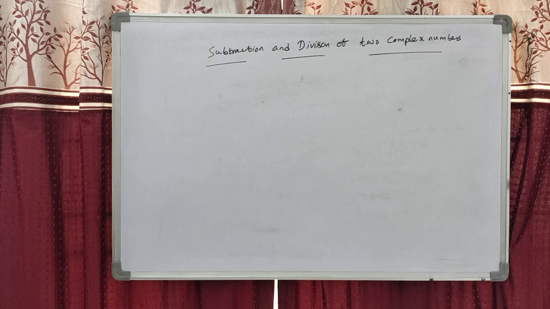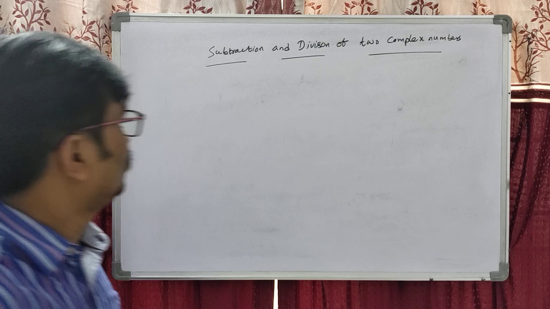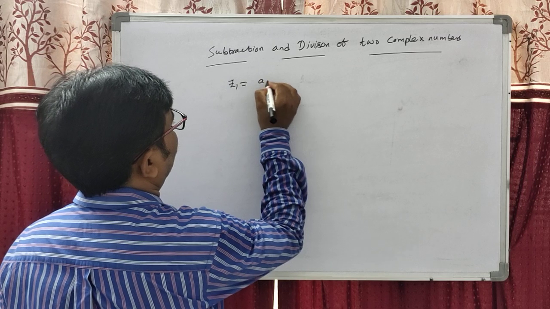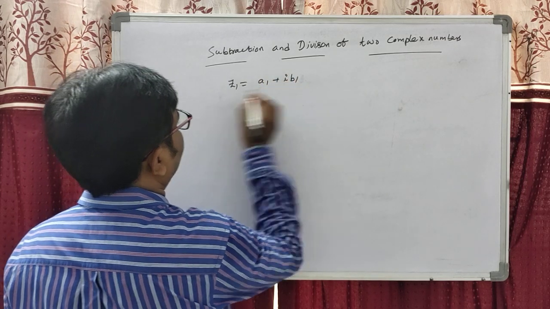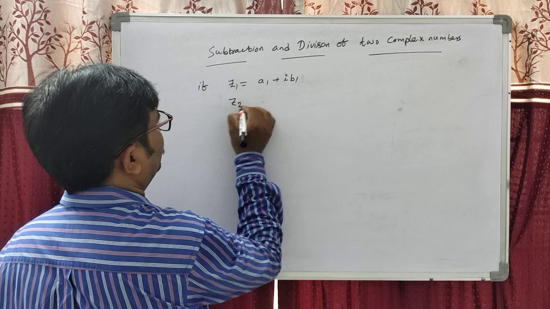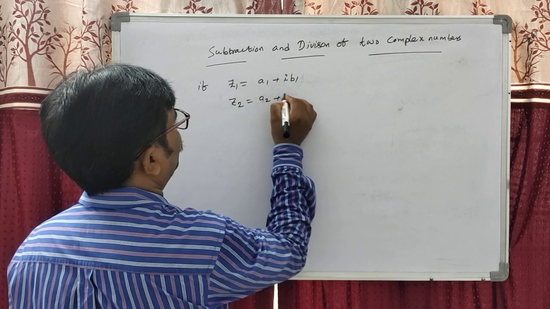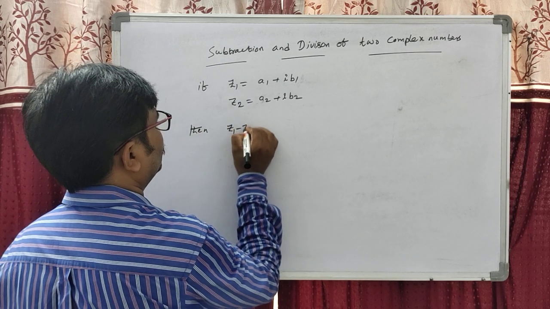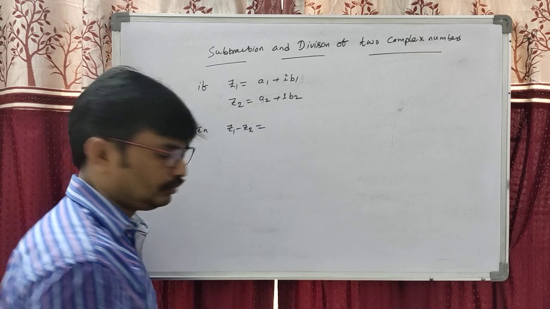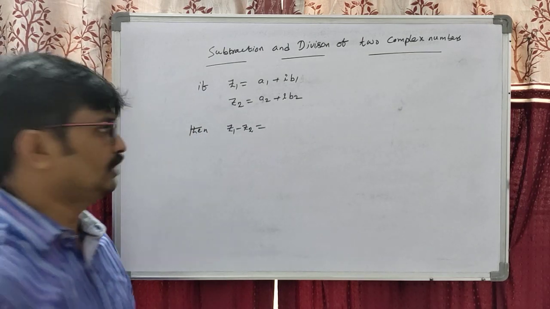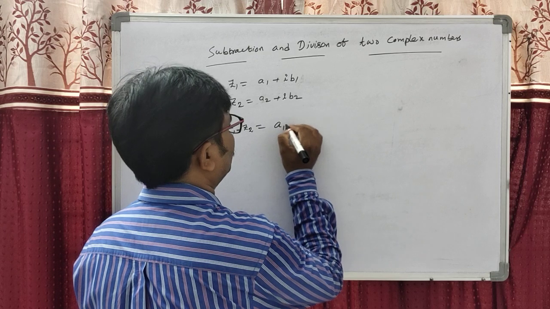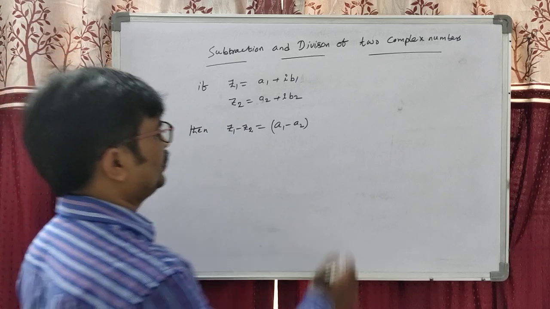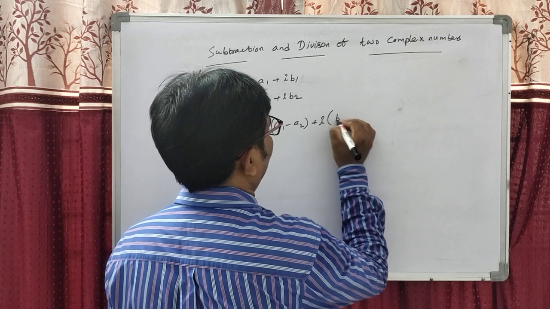So dear students, suppose z1 is a1 plus i b1 and z2 is a2 plus i b2. Then the subtraction is z1 minus z2. How can you write it, students? This is a1 minus a2. First you subtract the real parts, after that the imaginary parts, which is i into b1 minus b2.